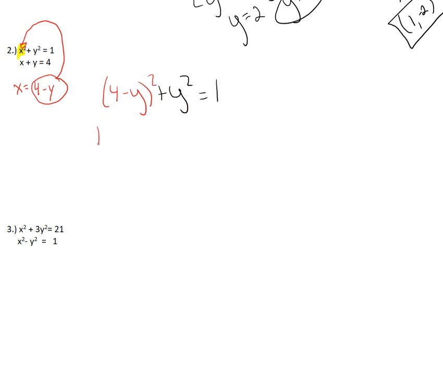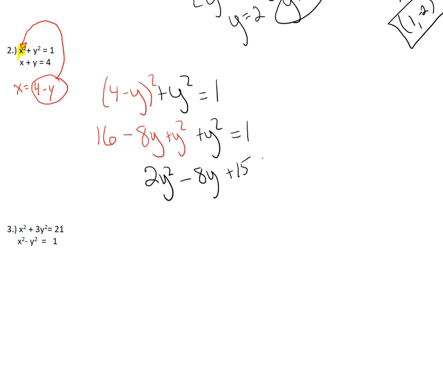When we go to FOIL that, that's going to be 16 minus 8y plus y squared, and that's going to equal 1. Oh, forgot the other y squared. Plus y squared, and that equals 1. So now I'm going to bring everything together. 2y squared minus 8y plus 15, and that will equal 0.